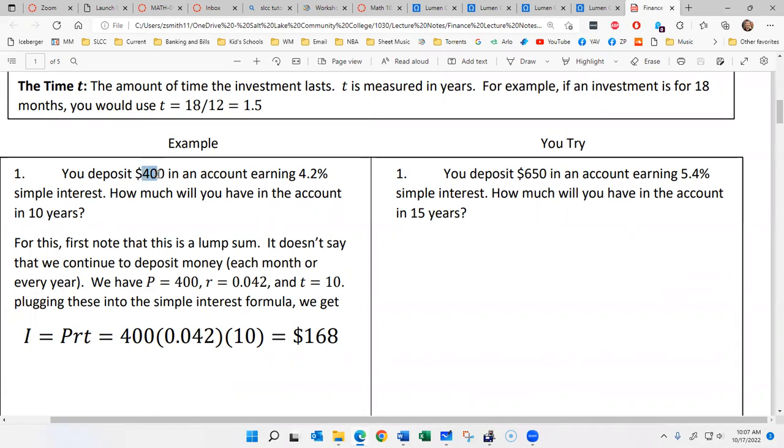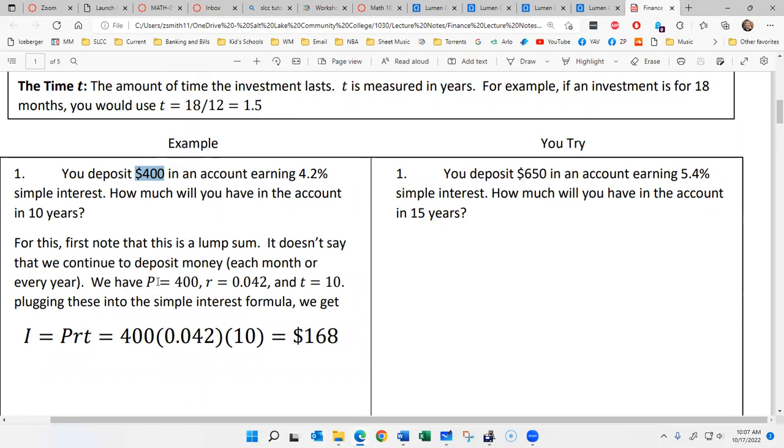So the deposit 400 in an account, it doesn't say 400 each month or 400 each year or anything, 400 every 2 weeks or something like that. So that's how we can tell this is not a periodic one. This is a lump sum, one-time investment.